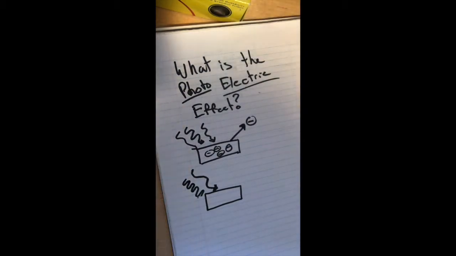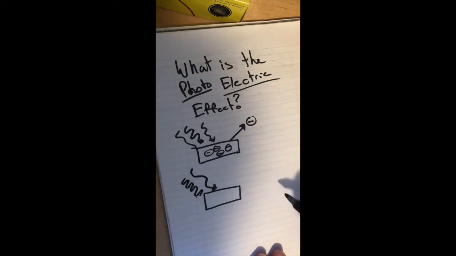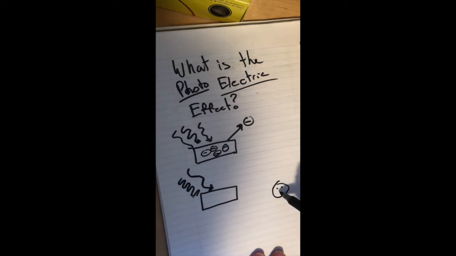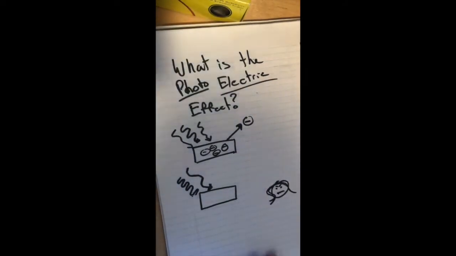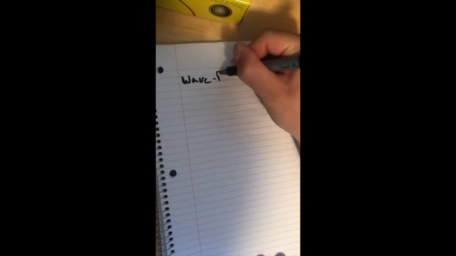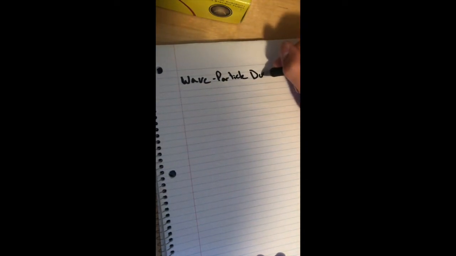So Albert Einstein came around. Let's see if I can draw him for you. He kind of looks like this. And he's got a nice little mustache. So Albert Einstein said, from observing the photoelectric effect, that light does not just move as a wave, but it also moves as a particle, and we call that wave-particle duality.